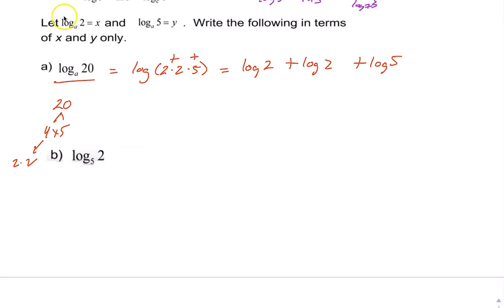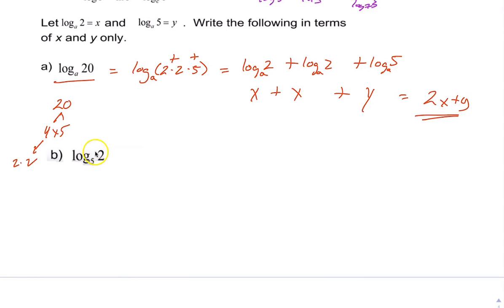And then here we go. Log 2 is, technically they should all have a base a. But now here we go. All the log base 2s are x's. And all the log base 5s are y's. So I get 2x plus y.